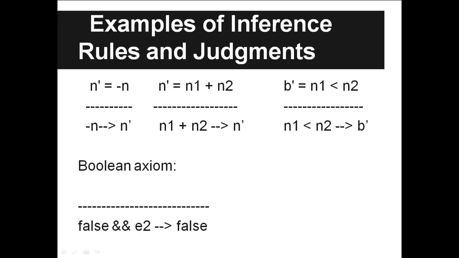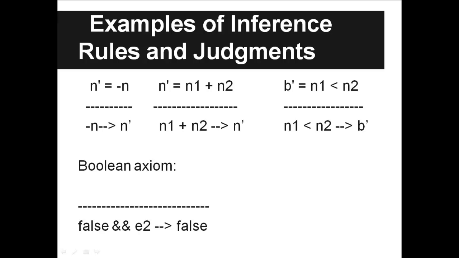Here are more examples of inference rules and judgments. The first example is a basic inference rule where the premise shows mathematically that n prime equals negative n. In the conclusion, we would use Scala to show that negative n evaluates to n prime. In the next example, we use two numbers as opposed to one, where the mathematical premise holds that n prime equals n1 plus n2, and the conclusion holds that n1 plus n2 evaluates to some n prime.